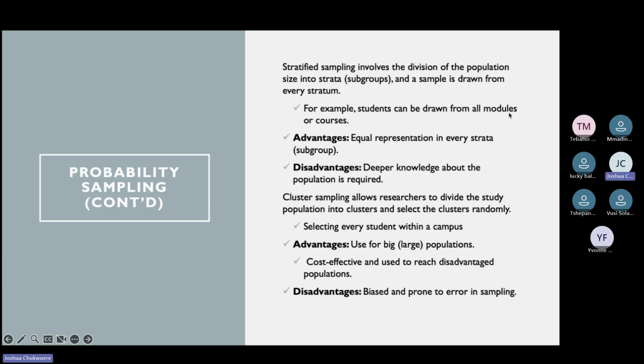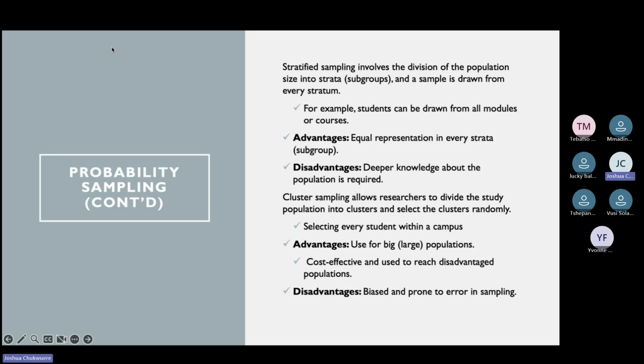So also we have stratified sampling. In this sampling, it involves the division of the population into strata, into subgroups, and a sample is drawn from every stratum. For example, students can be drawn from all the modules, all the courses.